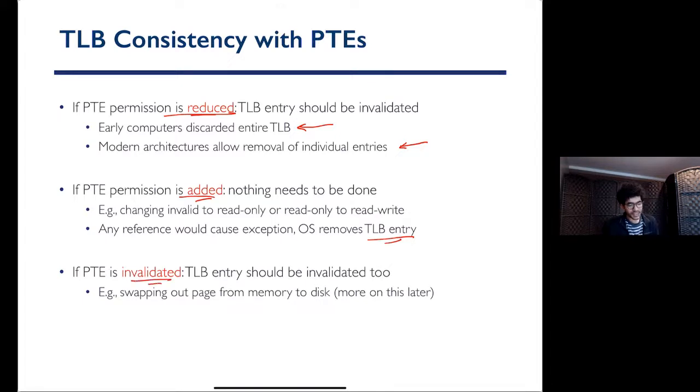If you invalidate a page table entry, let's say you swap a page to memory and you invalidate the address translation, you have to do the same thing that we did in the first bullet. So you have to invalidate the page table entry in your TLB as well. So you have to tell the TLB that this translation is no longer valid. So you can't just focus on the page table. You have to also do it in the TLB.